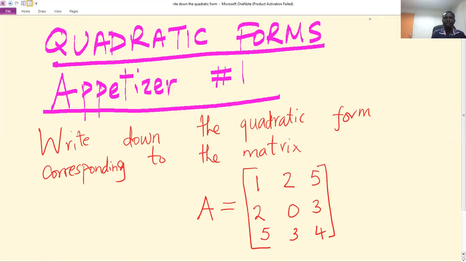Welcome to this class. This session will introduce the first appetizer on quadratic forms. So the problem is to write the quadratic form corresponding to the matrix given above.